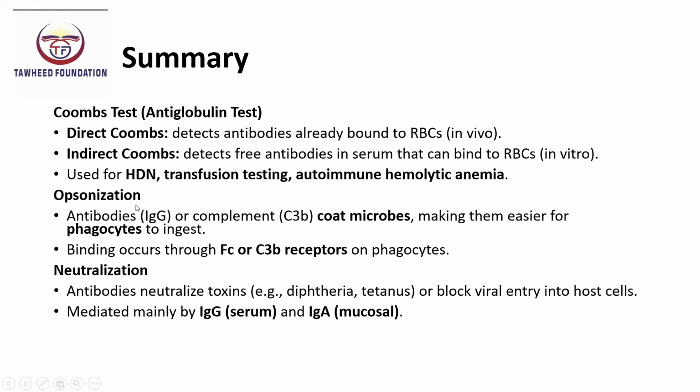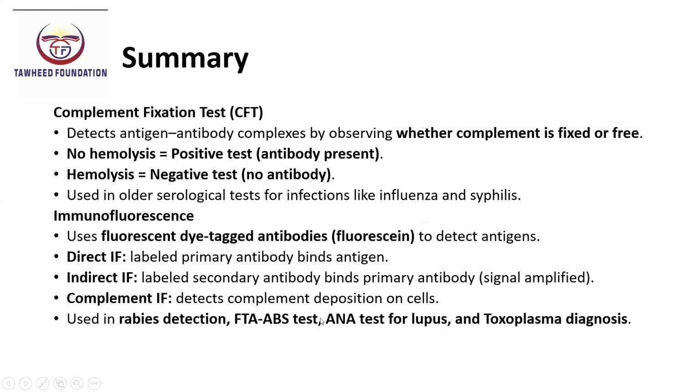Next, we studied about opsonization. Opsonization is nothing but antibodies, that is IgG, or complement C3b coating microbes, making them easier for phagocytes to ingest. Binding occurs through the Fc region or C3b receptors on phagocytes. Next, we studied about neutralization. In neutralization, antibodies neutralize toxins, for example diphtheria and tetanus, or block viral entry into host cells. It is mediated mainly by IgG in serum and IgA in mucosa.